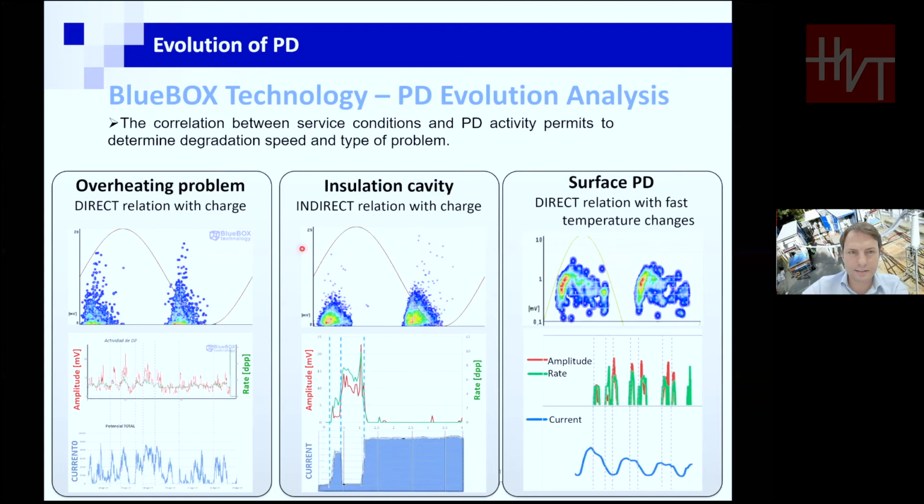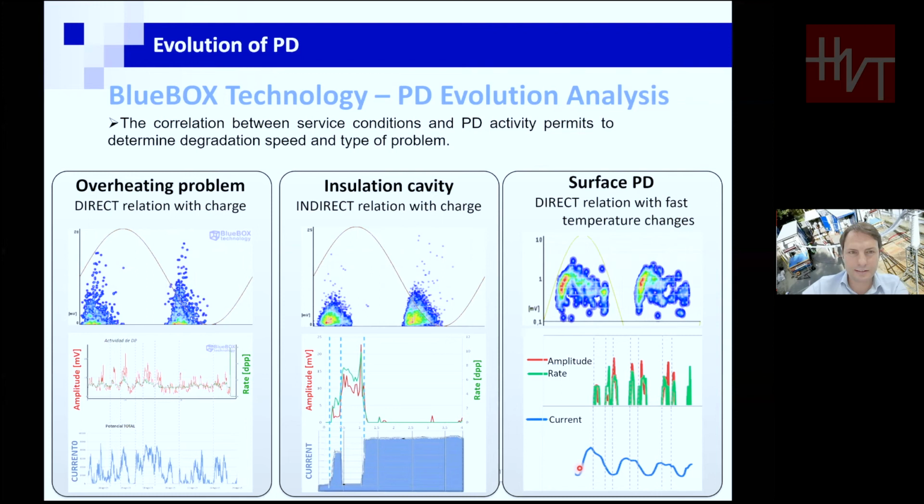Of course, if we are looking for a problem in a transformer, it's also interesting to monitor when the current is higher, because the overheating can damage the paper, can damage some insulation inside the transformer, and it's interesting to monitor when the temperature is higher. And also, for a transformer, we can identify problems at the surface when bubbles appear inside the oil. And this moment is when there is a fast change in the temperature of the insulation.